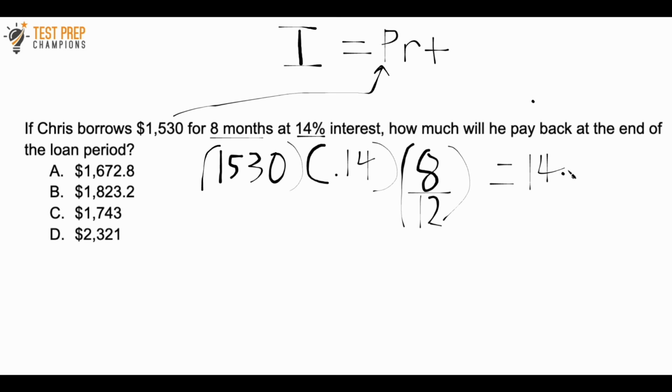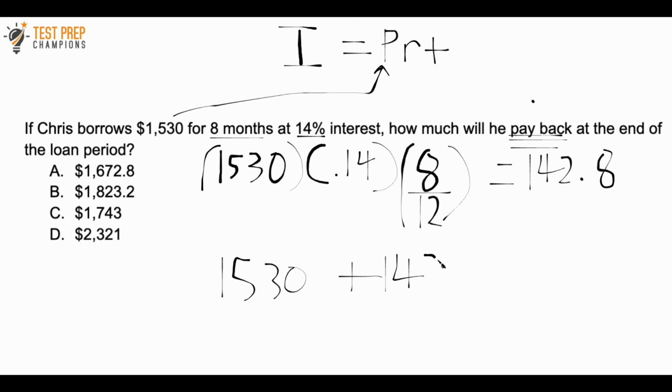I get 142.8. Now, 142.8 actually isn't the final answer here, and there's one more step because it's asking how much will he pay back. So to get the final answer, we have to go back to the principal, which was 1,530, and we're going to add 142.8, and that's going to bring us home for the final answer.